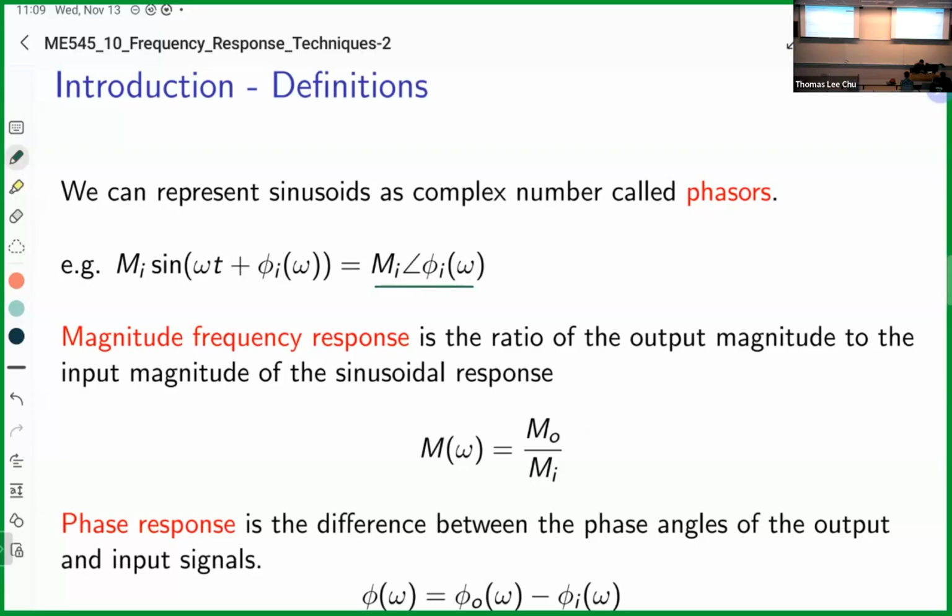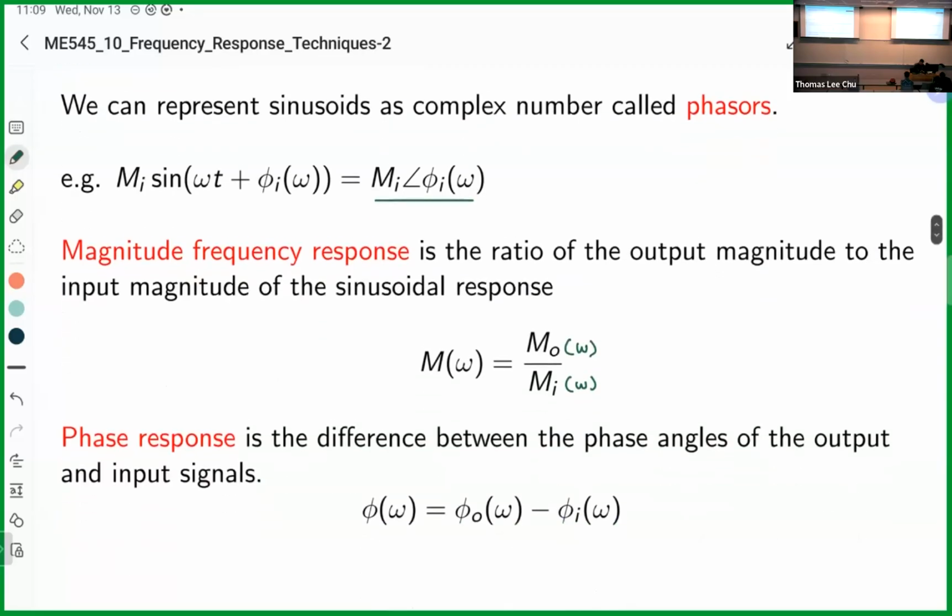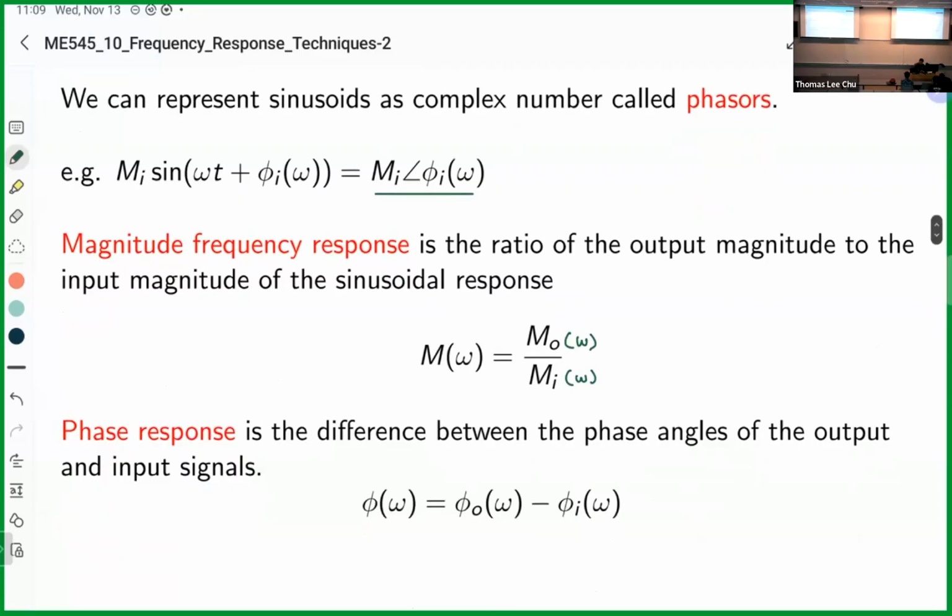The magnitude frequency response is the ratio of the output magnitude to the input magnitude of the sinusoidal response. This is one of the components we need for our Bode plot. And then the phase response is the difference between the phase angles of the output and input signals.